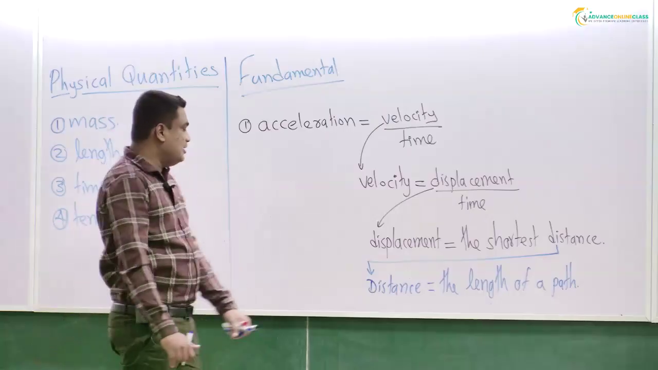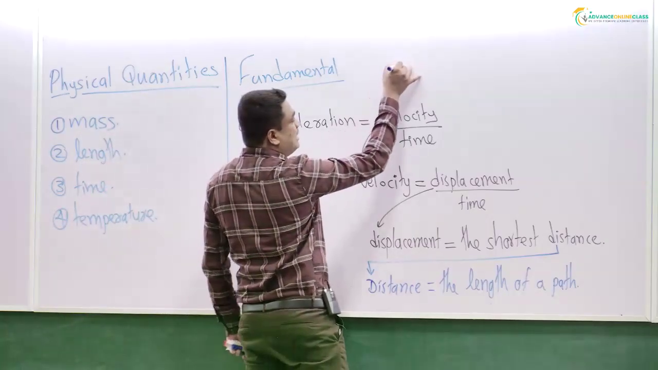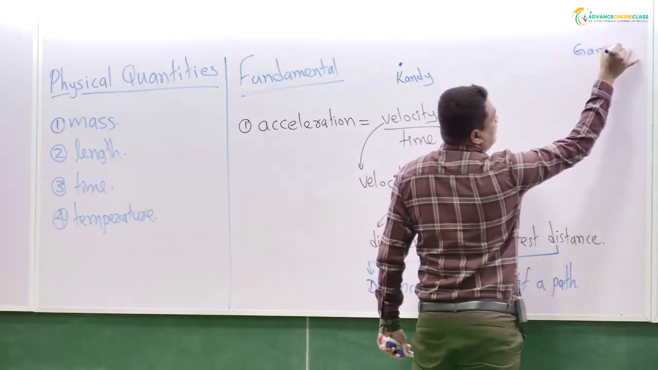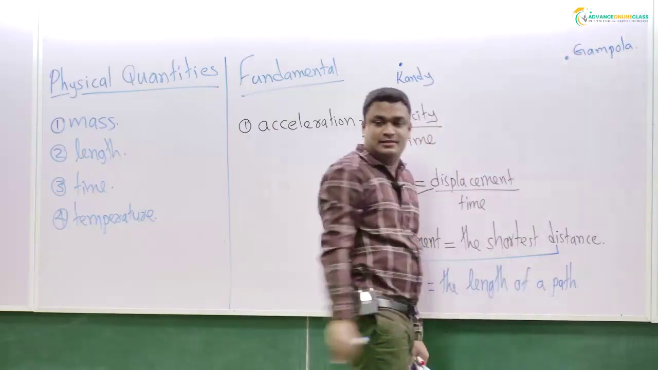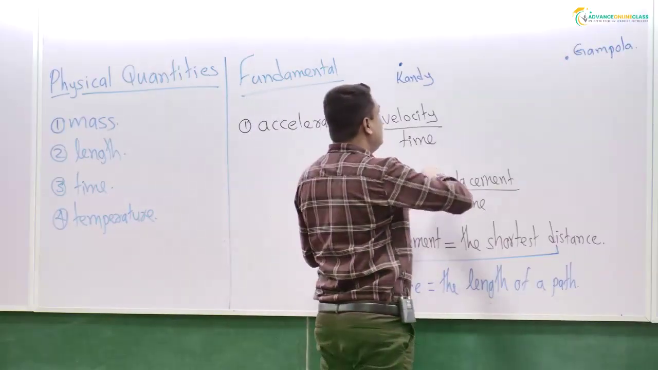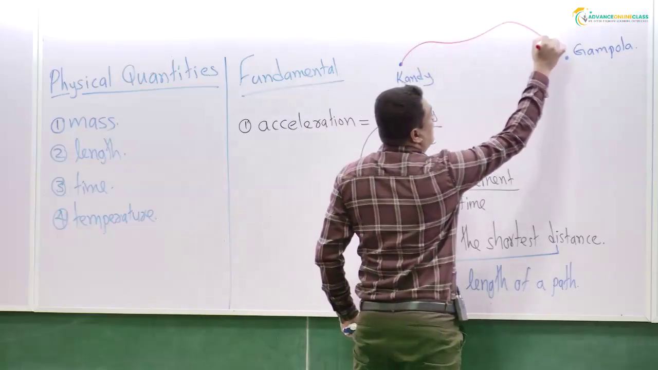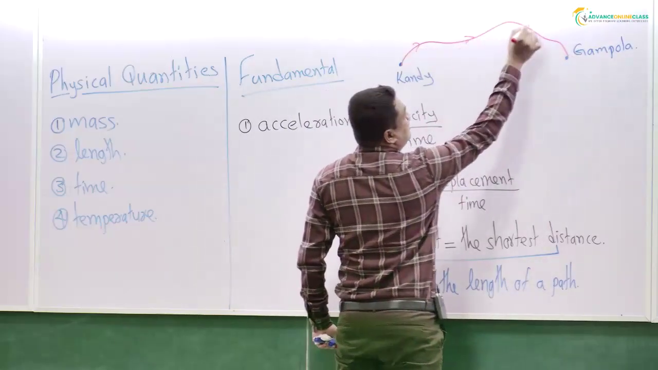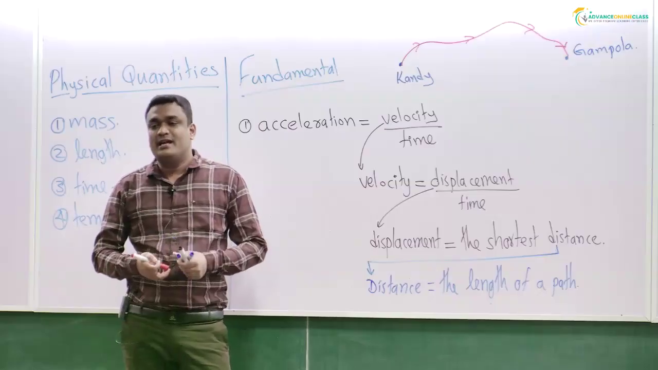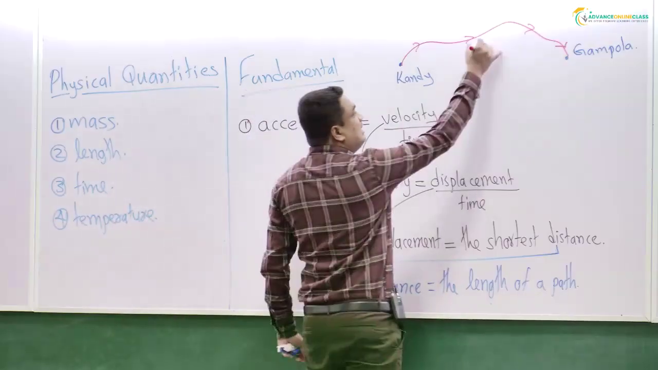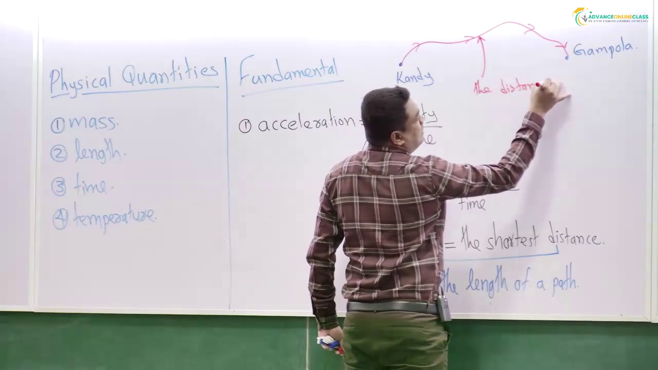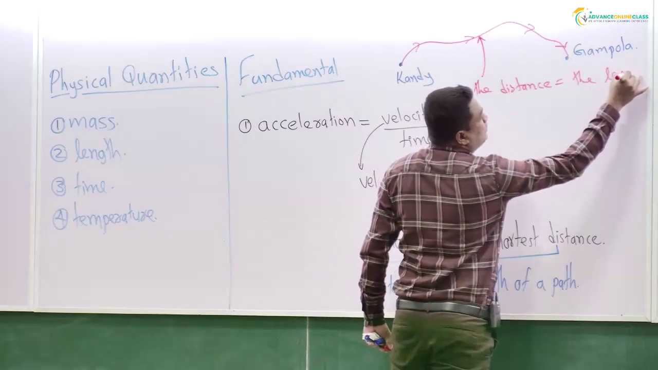I used this example. If you want to travel from Kandy to Gampola, can we travel along a straight line road? No. There is no straight line road from Kandy to Gampola. We have to follow some curved path like this. So this is the road from Kandy to Gampola. Then what is the distance from Kandy to Gampola? It is the length of the road.